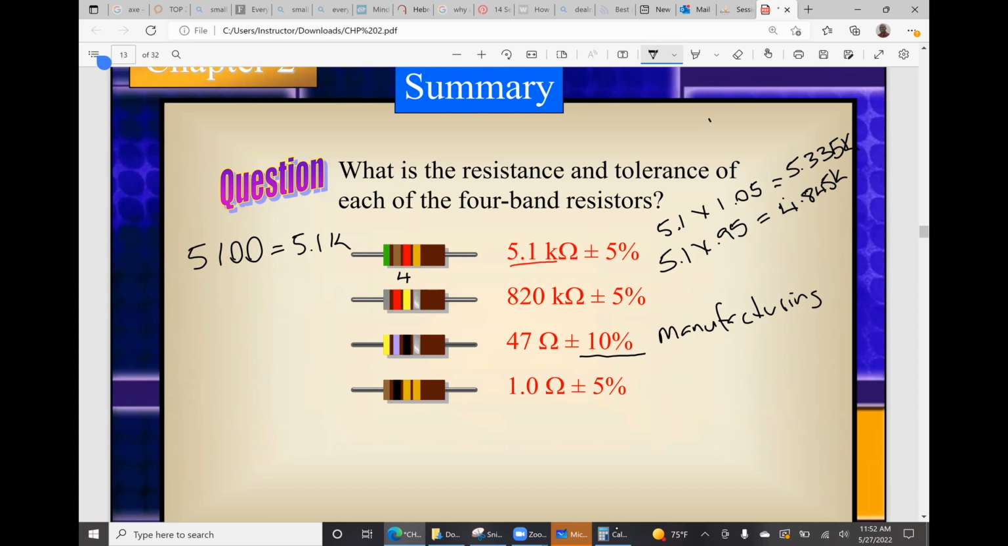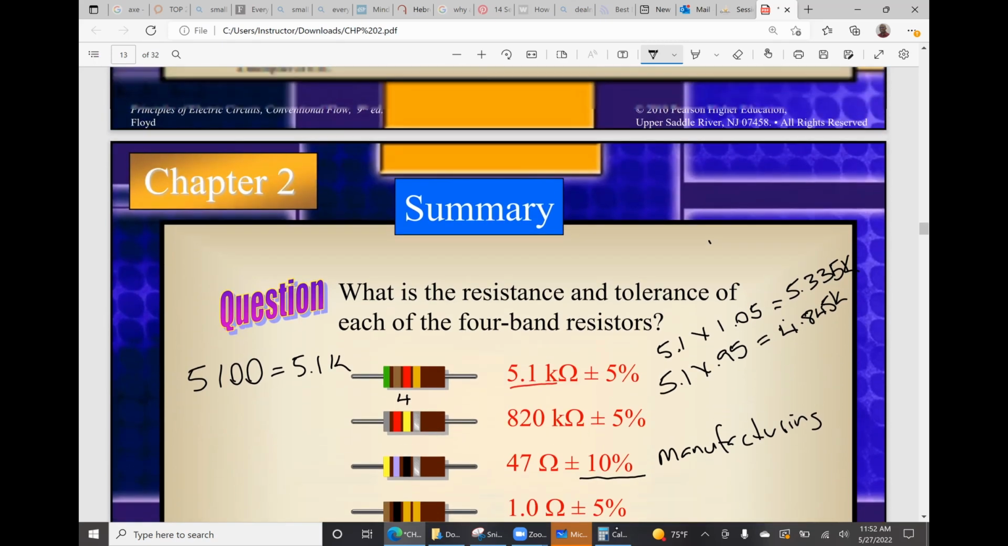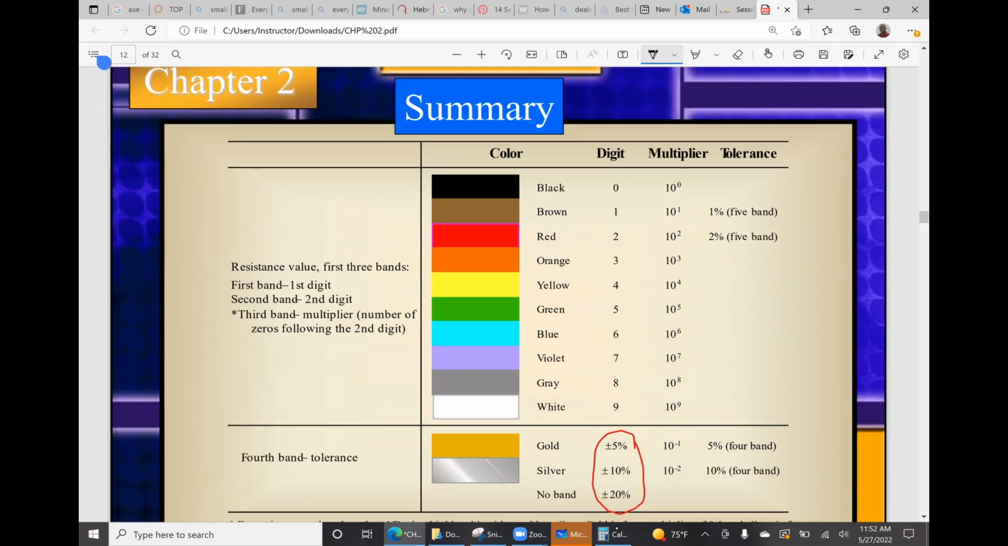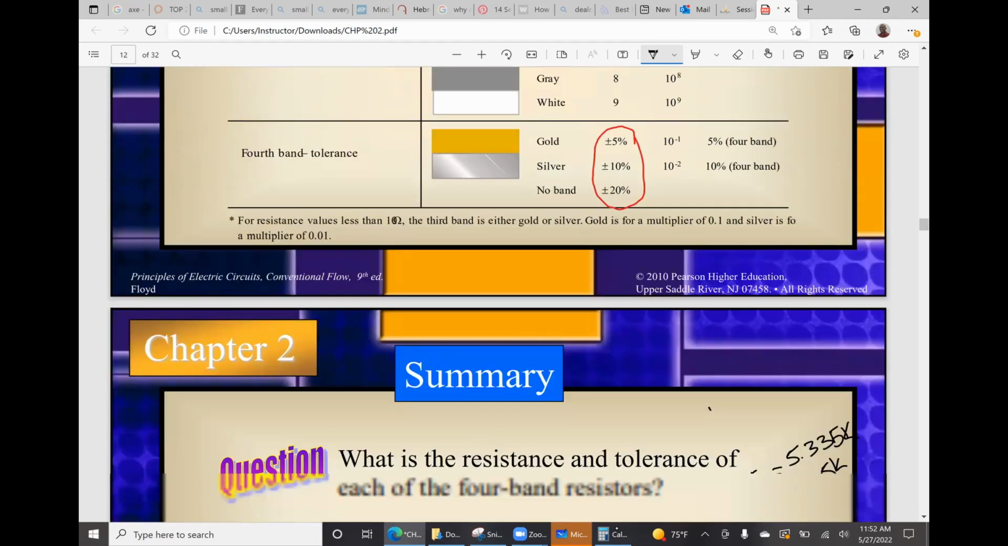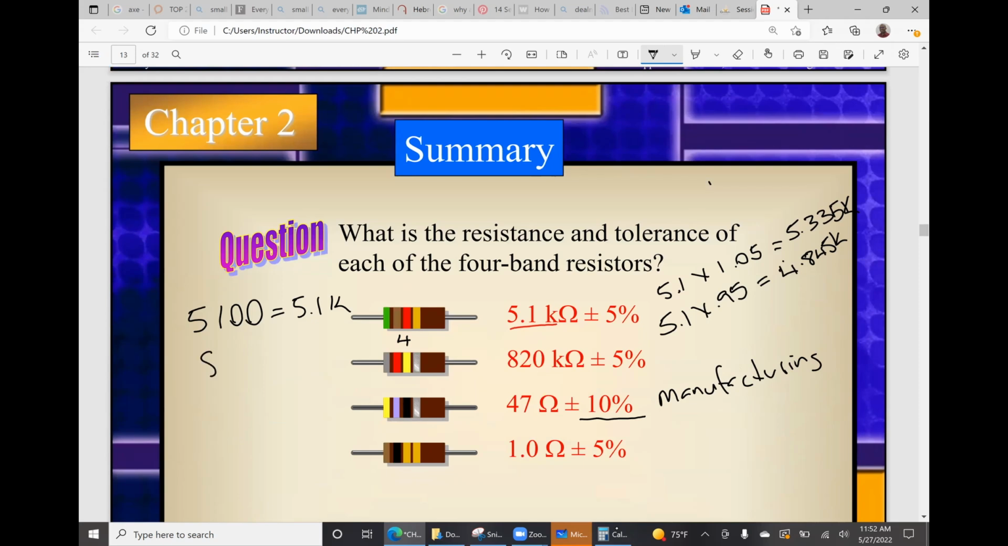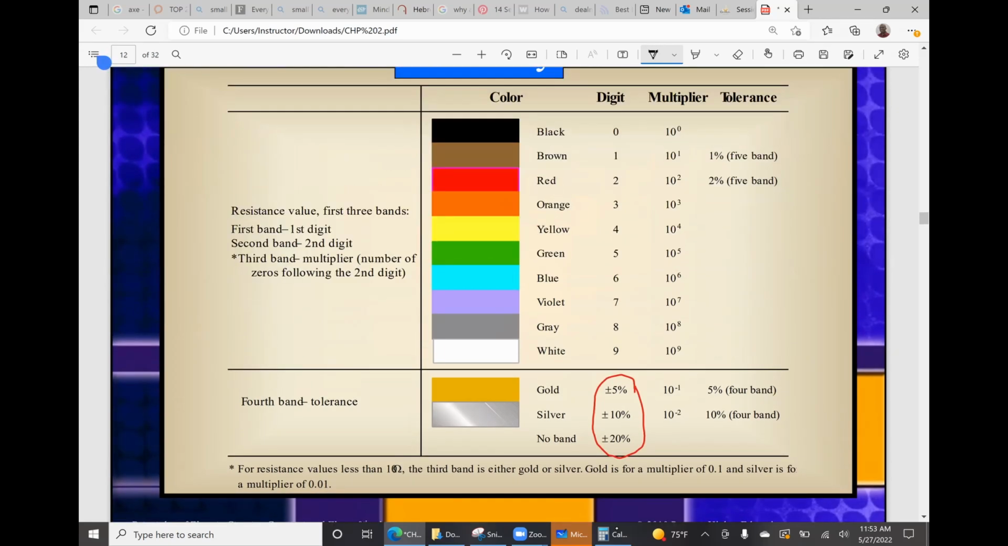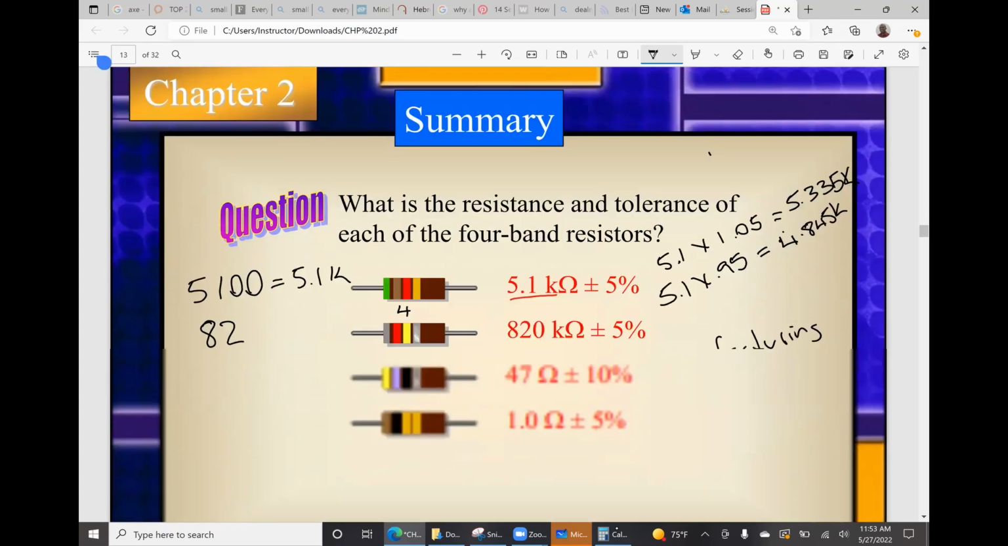Let's do this example here. So we have gray, red, and yellow. Gray is 8, red is 2. So I'll put down these as the first and second numbers. We have 8, 2, and then the multiplier is yellow, and that tells us the number of zeros. Yellow corresponds to 4, so this is 4 zeros: 1, 2, 3, 4. So how many thousands do we have? We have 820,000. So we can write this as 820k, right?